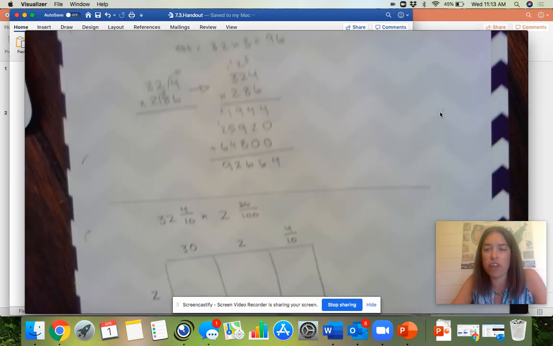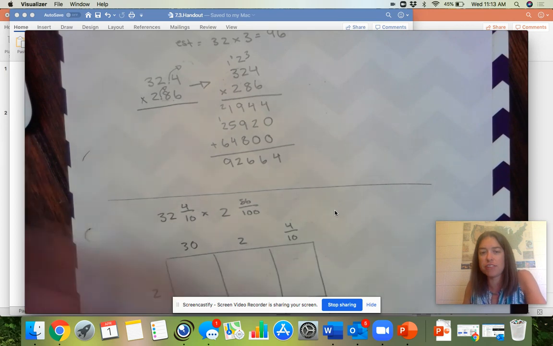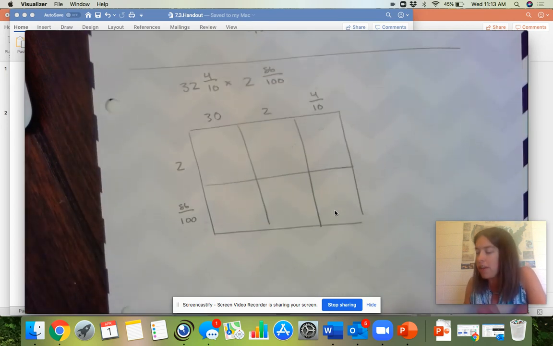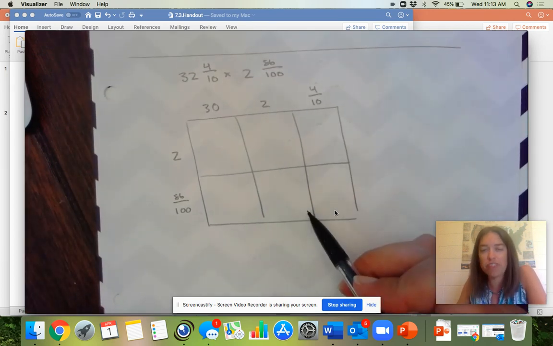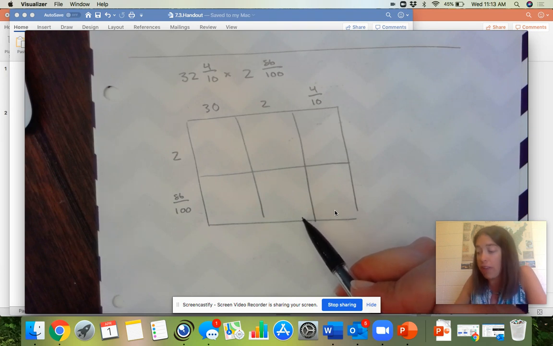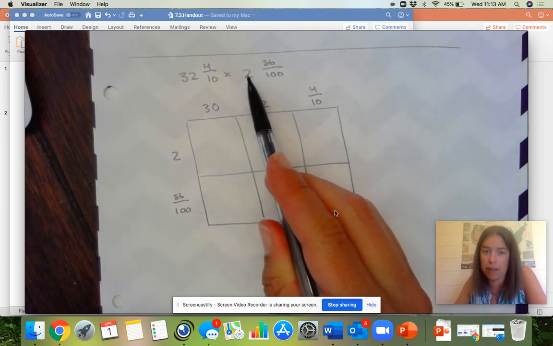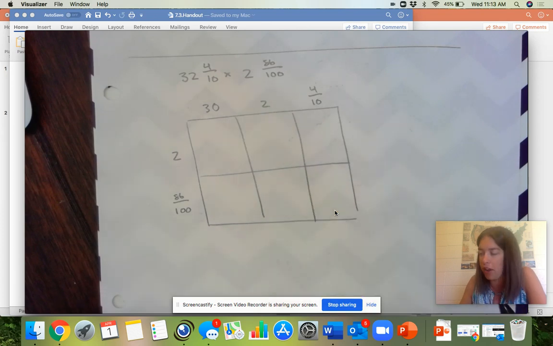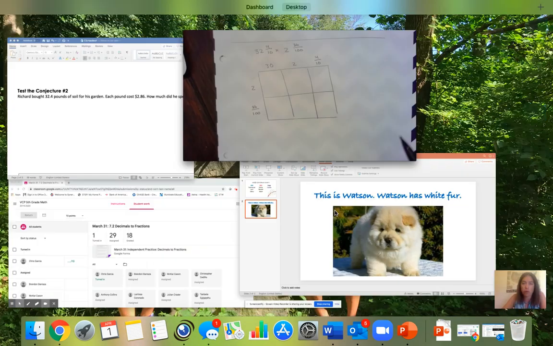Just a quick check-in for any of my friends using fractions. If you set up your area model, this one looks just a little bit different because I only have 2. I don't have anything in the tens place right here. So this is what it could look like if you set up your area model. One final minute of work time to finish it up.